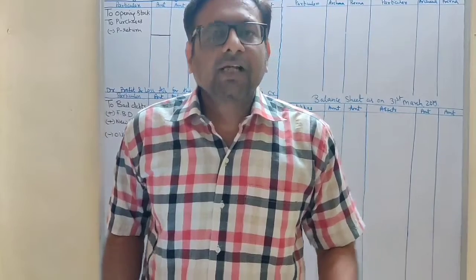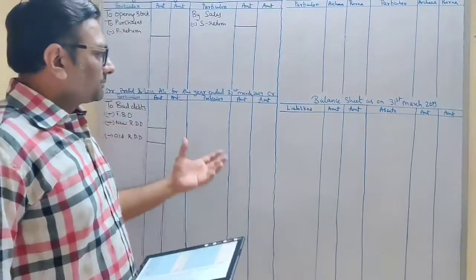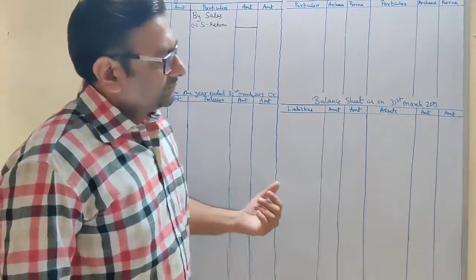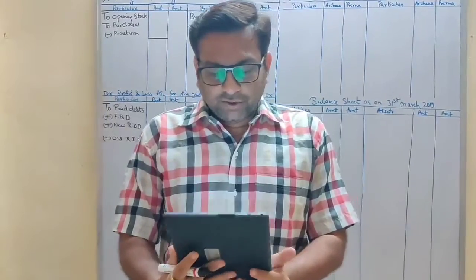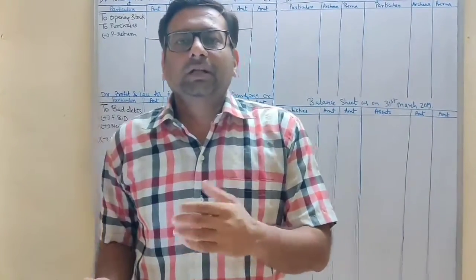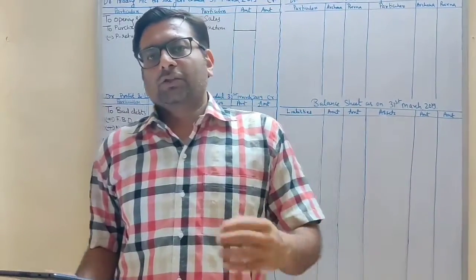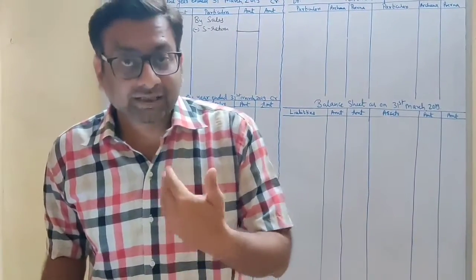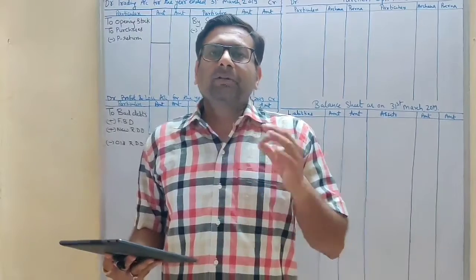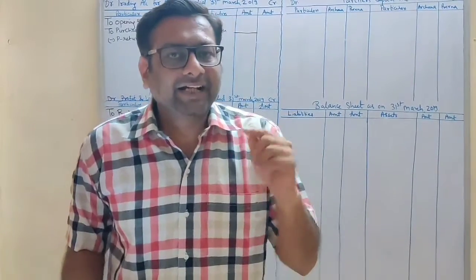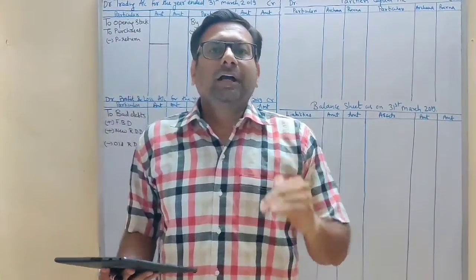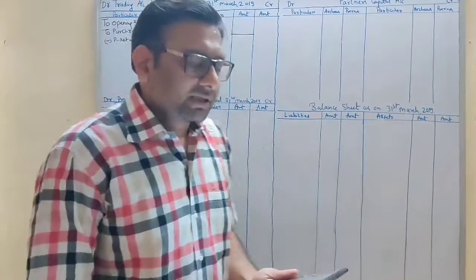Am I clear with this? So let's start with this sum. Now we are going to, I have already taken the items. I have read the adjustment. I have also tick marked the items in which there is an adjustment. So I am done with my step 1, ticking the adjustment. Step 2, trial balance. So we are doing now trial balance.